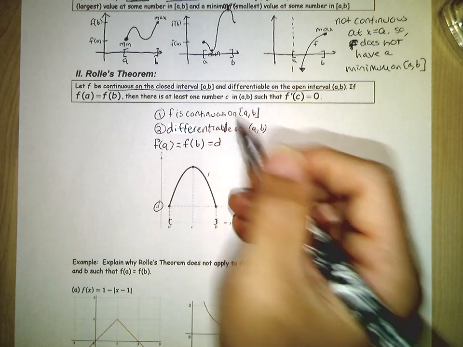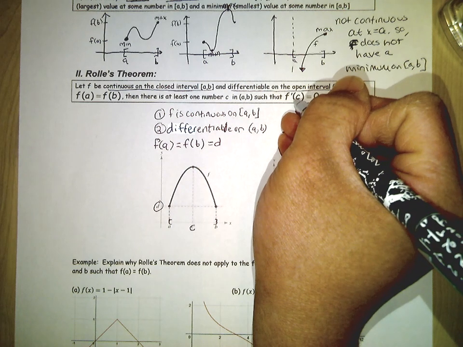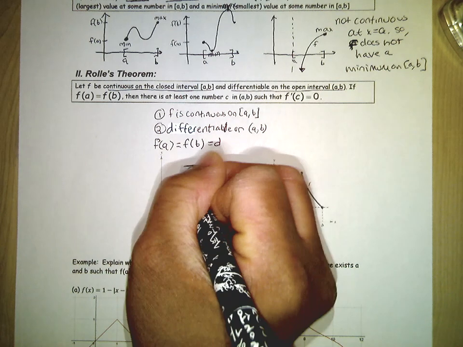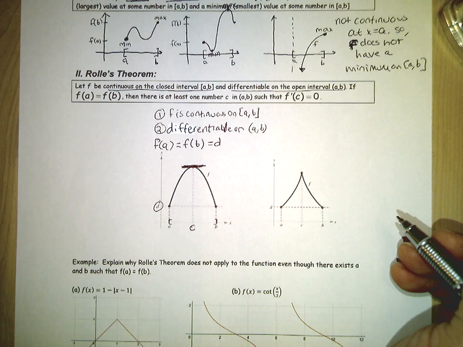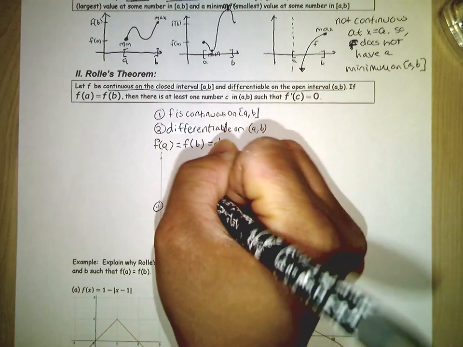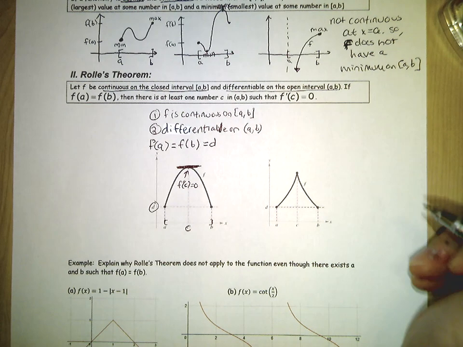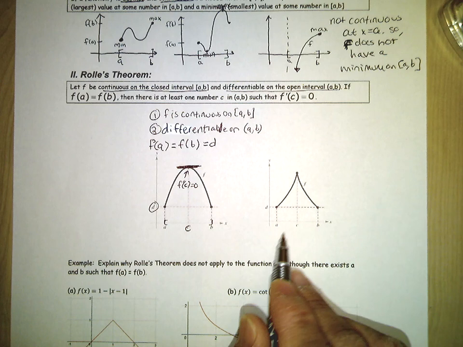Then there's at least one number C, and here it is, where the first derivative at C is equal to 0. And you can tell here that the slope of the tangent line at that point is 0. So at this point, f prime of C is 0. All right, let's try another example here.